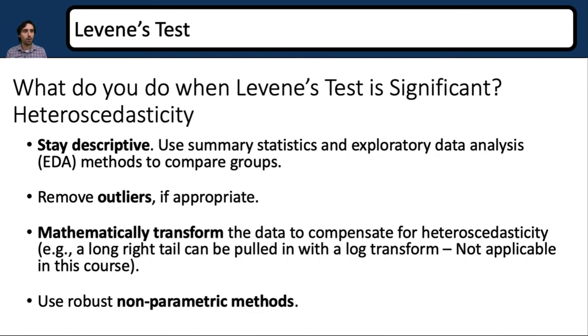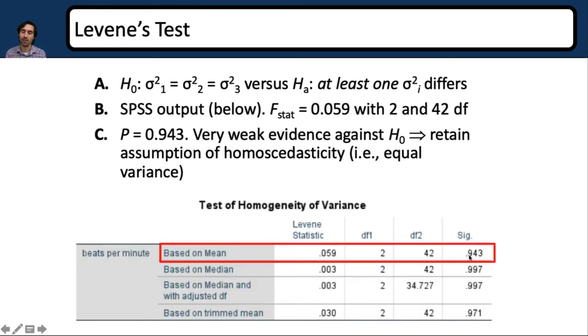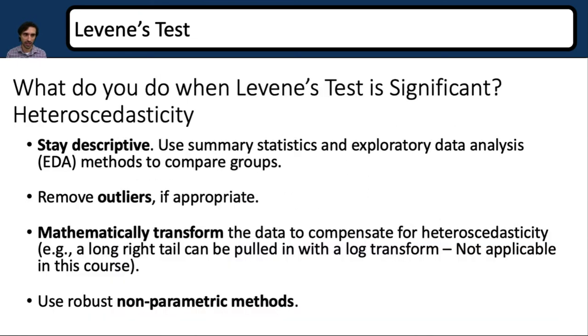Okay, so what happens when Levene's test is significant? What happens when you don't get a 0.943, but you get a 0.04? Uh-oh, it's significant. What's going to happen? Well, there are a few things here, and I'm going to simplify it in a way that's digestible because we can talk more in class. When it is significant, you need to stay with just the descriptives. Just talk about your statistics and exploratory data analysis.